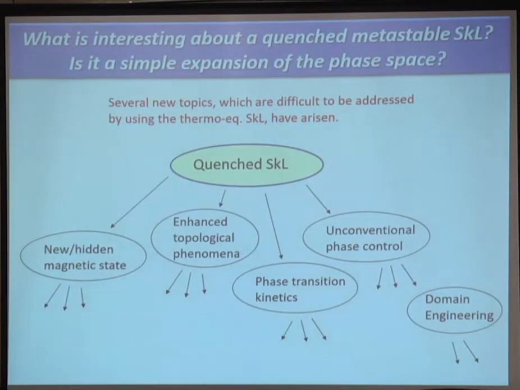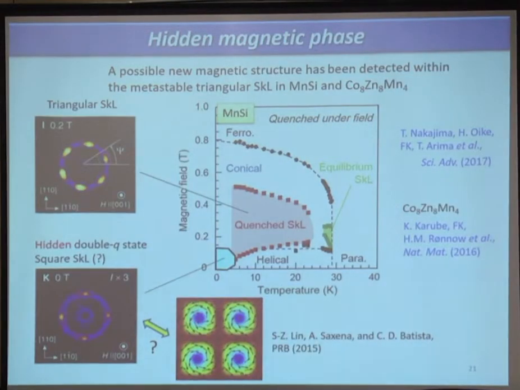So here, important questions may arise, such as what is interesting about the quenched metastable Skyrmion lattice, and is it a simple expansion of the equilibrium phase? I think these questions are very important. So far, fortunately, several new topics which are difficult to address in equilibrium have emerged. We found a possible new magnetic structure within the metastable triangular Skyrmion state in the magnetic diffraction pattern.